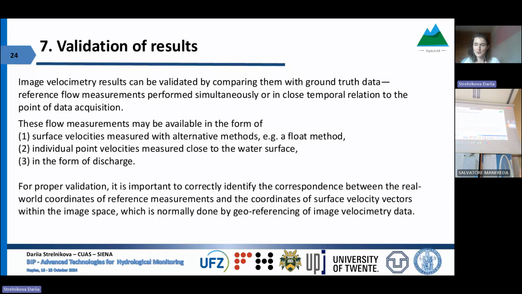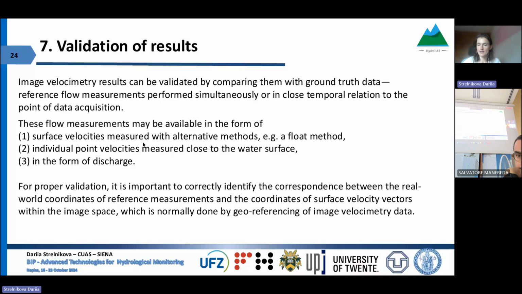In any case, what we must do is make sure that we completely georeference our data set, because we need to compare in the correct locations. Otherwise, the comparison, again, will not make any sense.